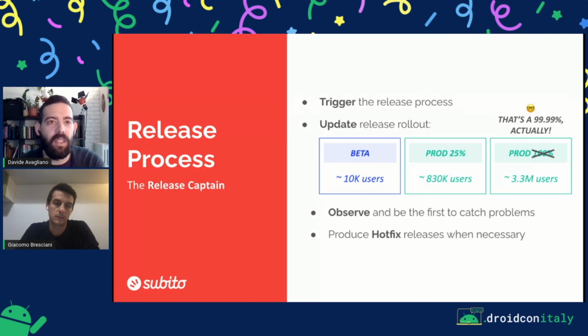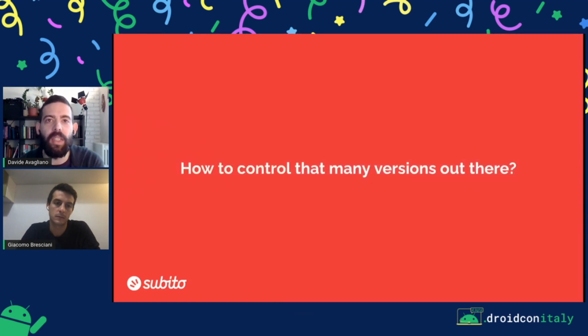Okay, so we have seen all from the release captain. Now I want to talk to you about one last thing. With so many versions out there, because we still release one time a week, what if we want to deprecate versions remotely the same way we control features? Well, let's see why we would have the need to do this.